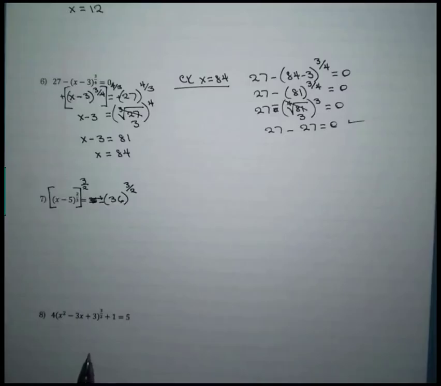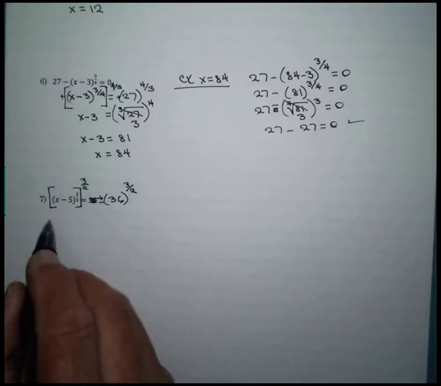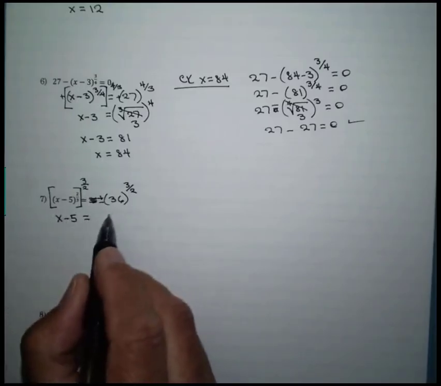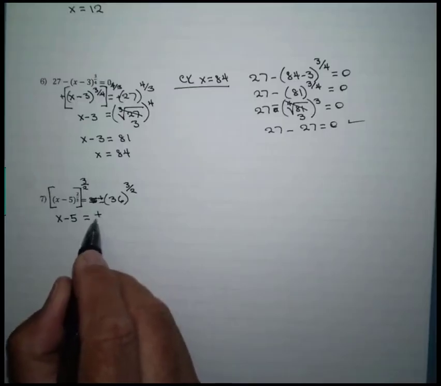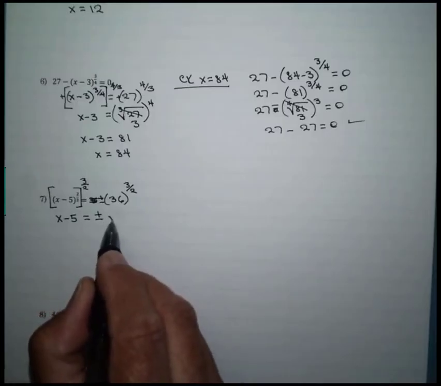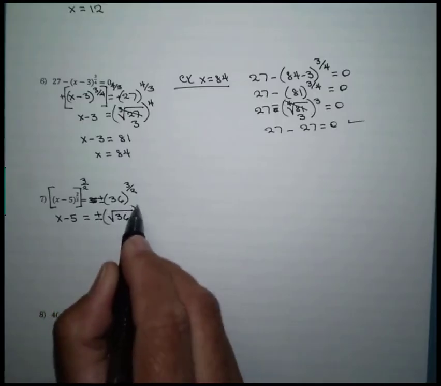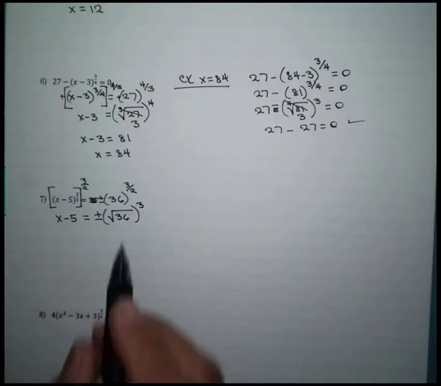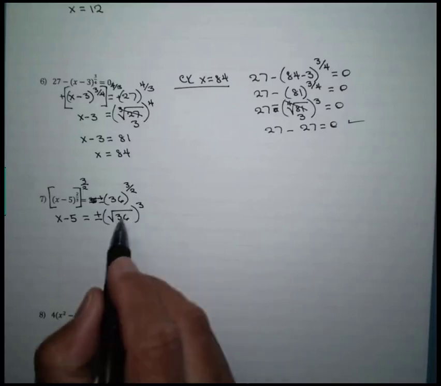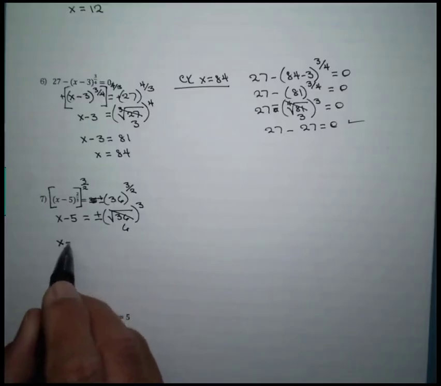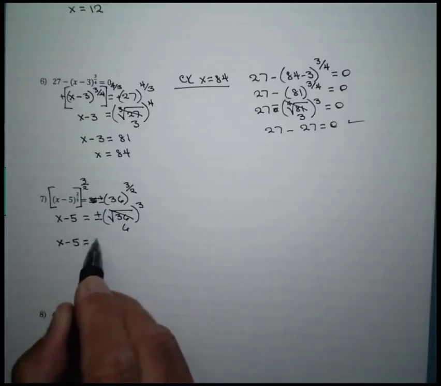All I did was scoot it over a little to give us some room to write that plus and minus sign. So I have x minus 5 on the left, and over here I've got plus or minus the square root of 36, and it's going to be cubed, right? So the square root of 36, everybody knows that one is 6, isn't it? So 6 cubed is what I'm looking at. X minus 5 is equal to plus or minus.